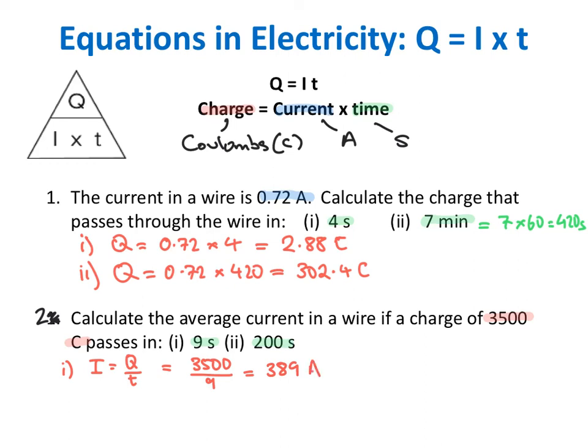amps. And then for part 2, again it's I equals Q over T, same charge, so 3,500. This time the time is much greater, so 200 seconds. That gives us an answer of 17.5 amps.